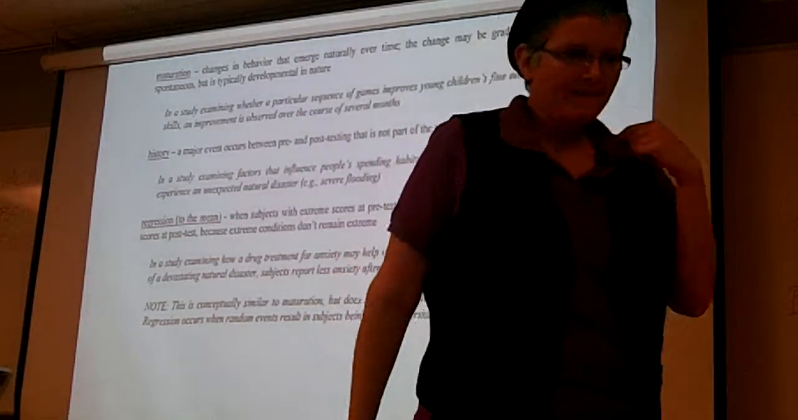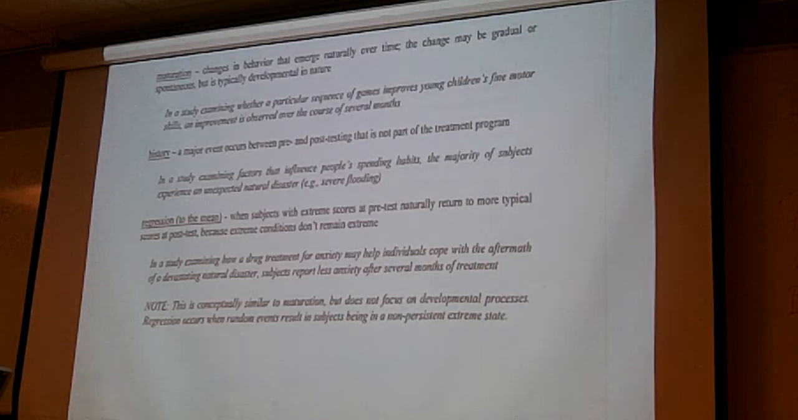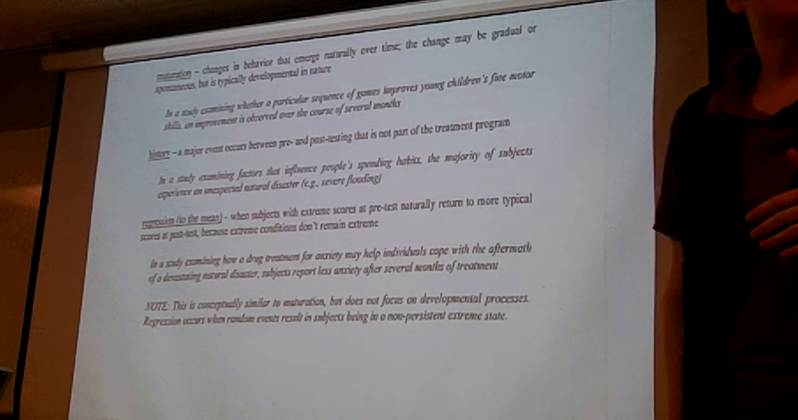Because regression to the mean is about people moving from extreme states to more normal states. We talk a lot in psychology about people moving from normal states to extreme states, like being a normal happy person to being really depressed, or being a normal happy person to being really manic. But the truth is that everybody goes through extreme states.